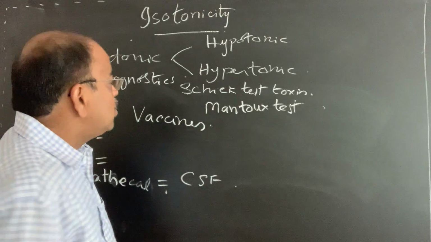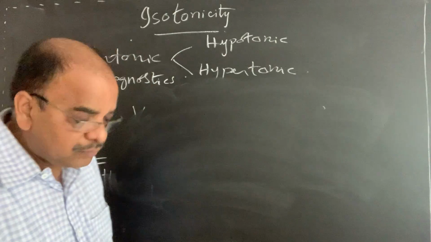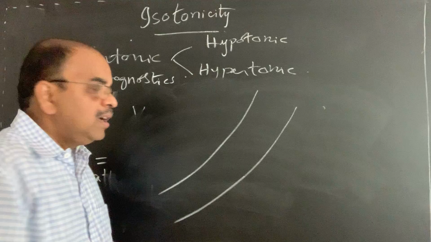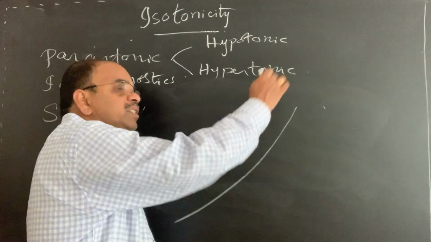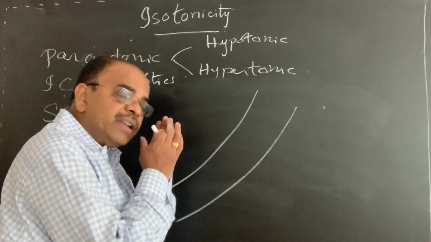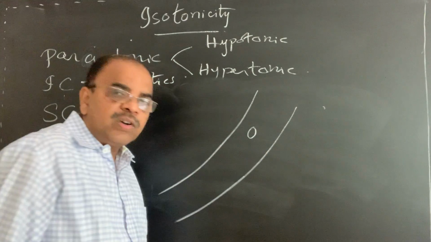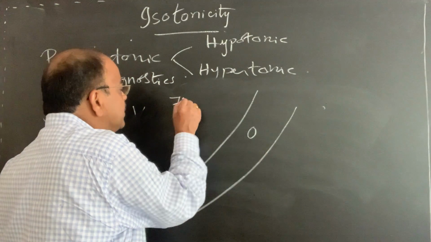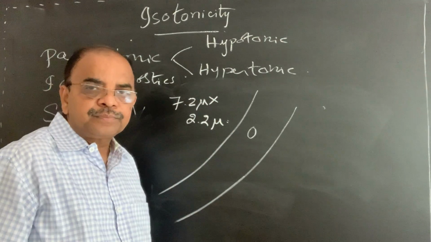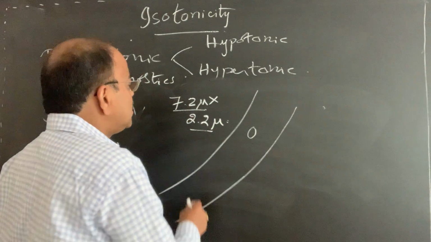Okay, let us see the basic information about hypotonic and hypertonic. This is a blood vessel. Right? And here it is complete with RBC, WBC, platelets, plasma, like this. A number of things are there in the blood plasma, RBC. What is the size of the RBC? 7.2 microns diameter, 2.2 microns thickness. Right?